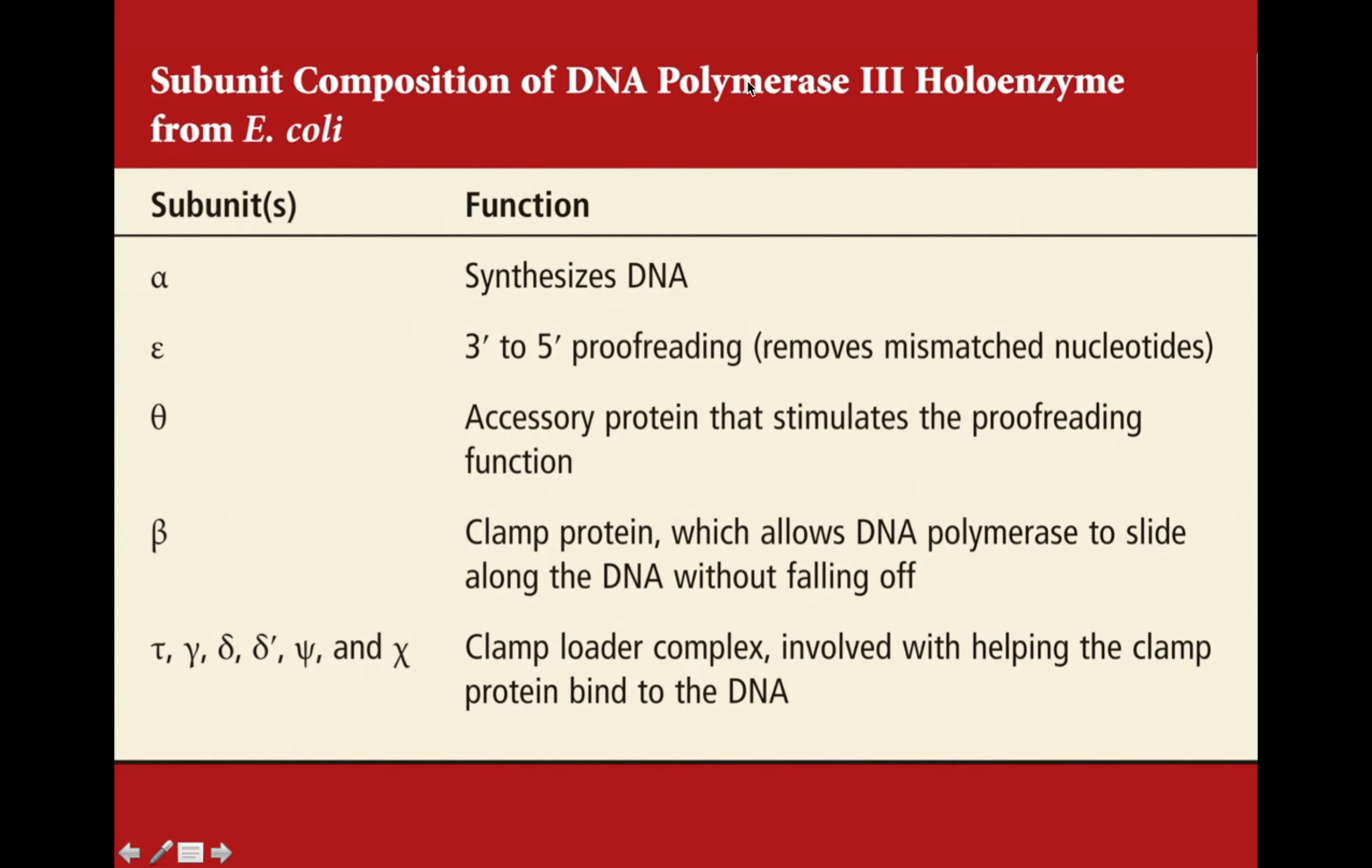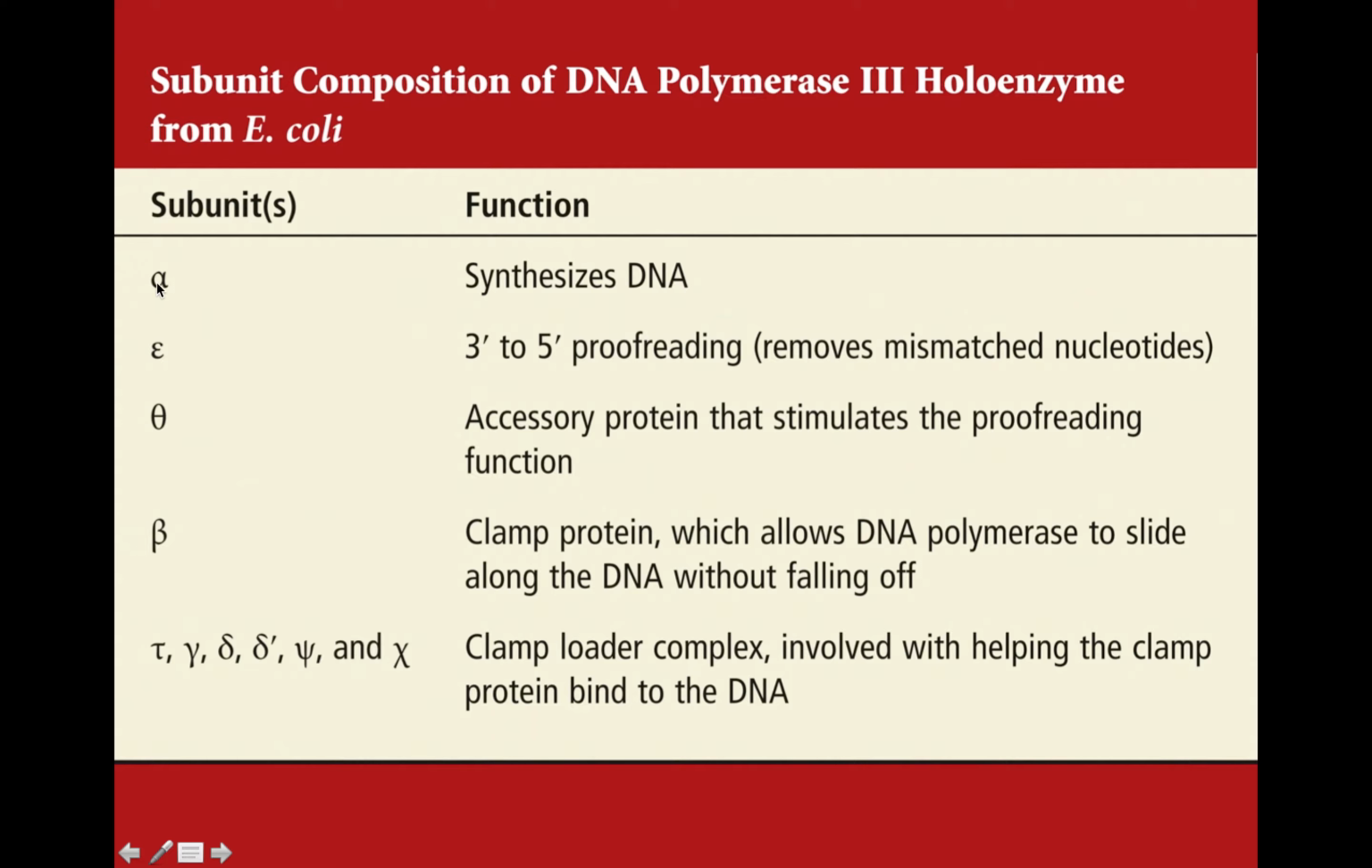Let's look at DNA polymerase III, which is the holoenzyme from E. coli. DNA polymerase III is the DNA polymerase of the replication machinery. There are three DNA polymerases in E. coli: 1, 2, and 3. We will see a specific role for DNA polymerase I in just a minute, but polymerase III is the replication DNA polymerase, and it has many subunits.